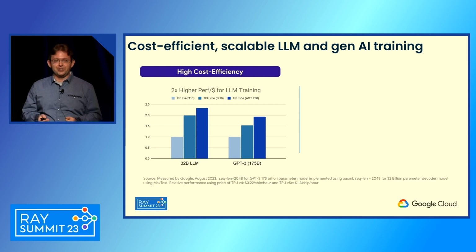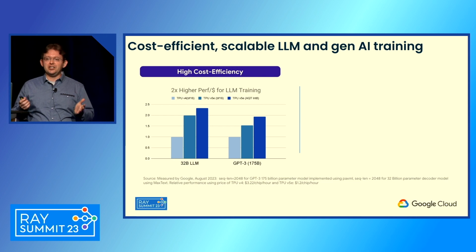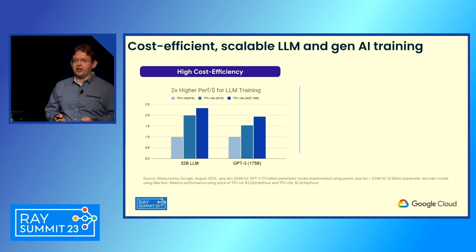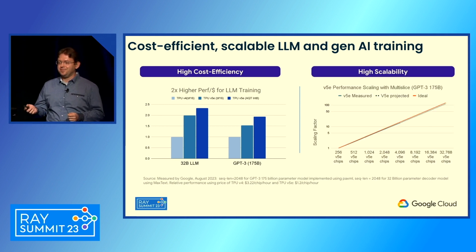Now let's take a closer look at our performance numbers. As I mentioned, TPU v5e is highly cost efficient, offering up to 2 times greater performance per dollar for training large language models and generative AI models. And you can achieve even greater performance per dollar if you do your training in int8 precision, which is natively supported by the v5e hardware and the software stack.